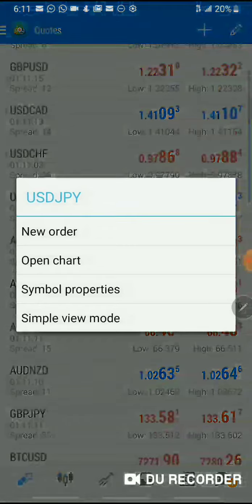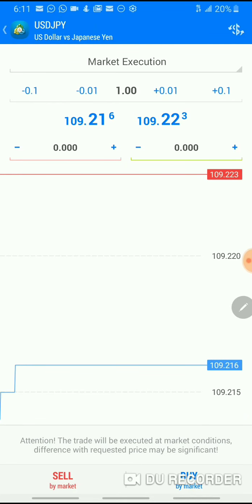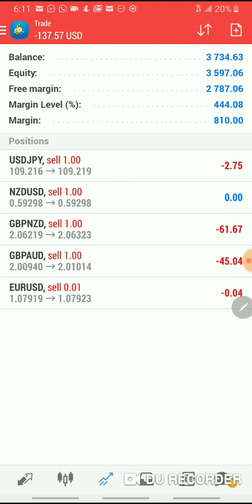Let's try this one. So as you see, minimal drawdown in my account as I enter the trade. All right, so your spread is very important in helping you guys to go further with your trading ability.